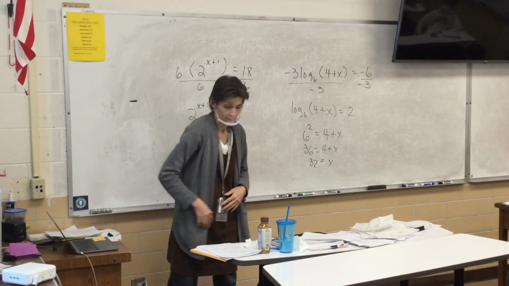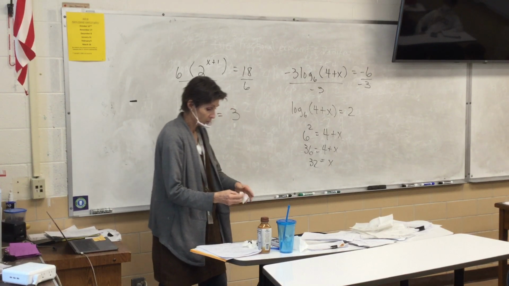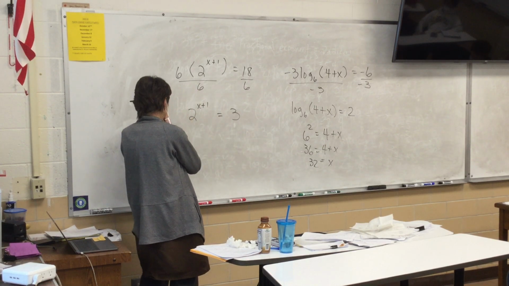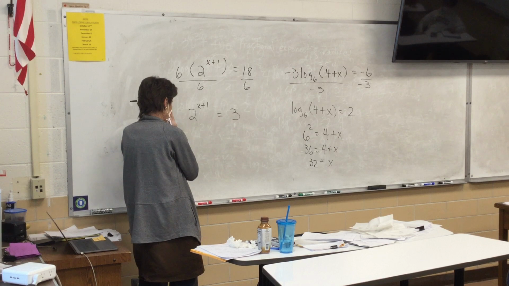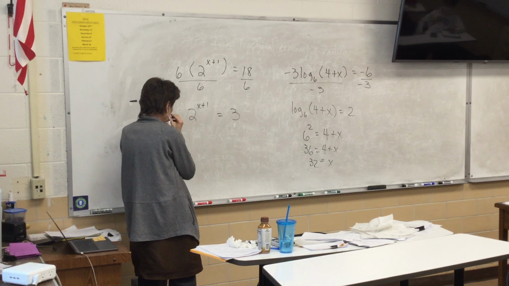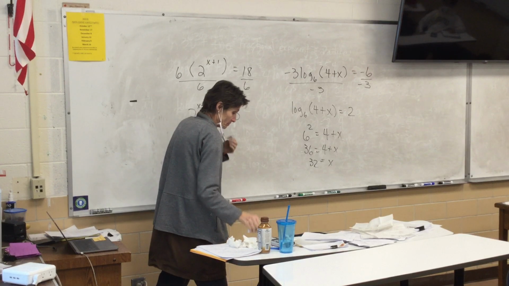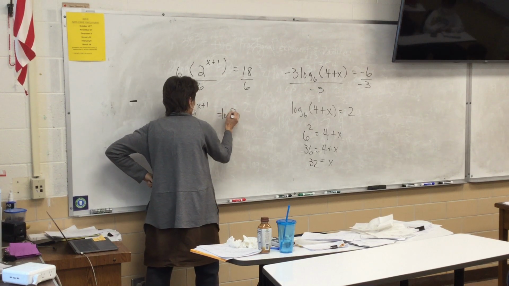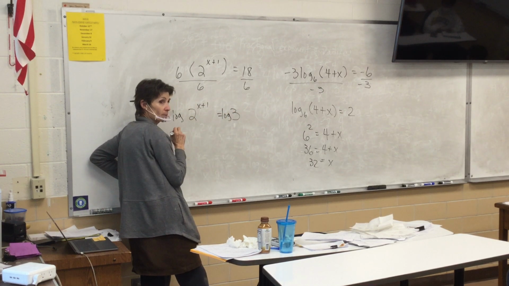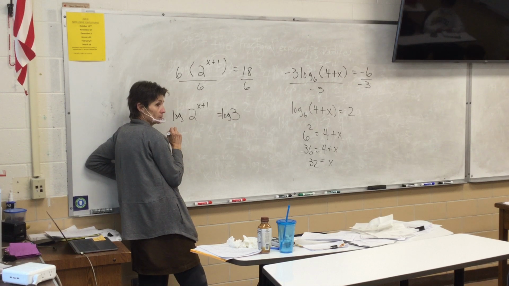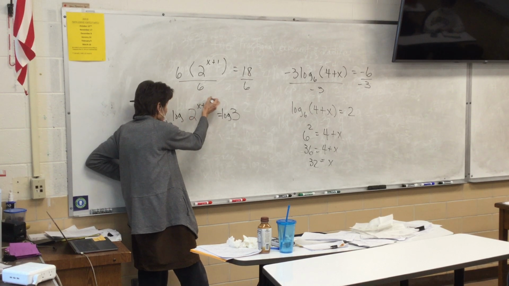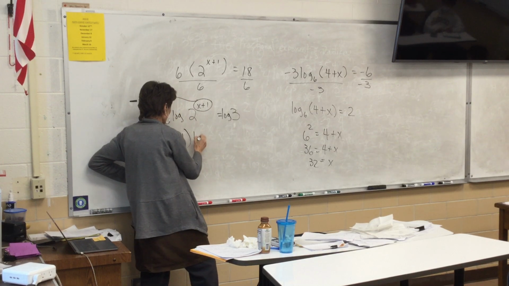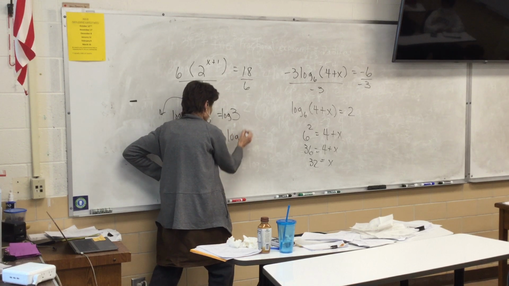You only have one choice, kids. What are you going to do? You're going to log both sides. You're exactly right, you're going to log both sides. So, when I take the logarithm of those sides, what's the beauty of that? What's the magic thing that happens now? The exponent comes out here. So we have x plus 1 log 2 equals log 3.